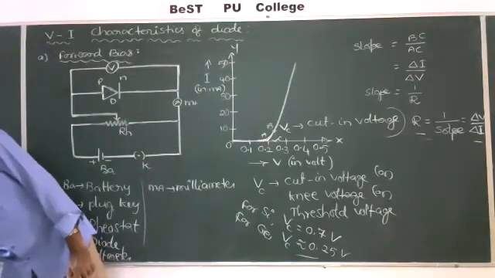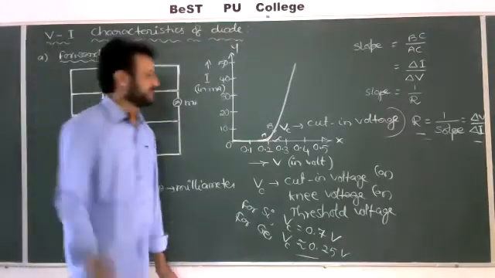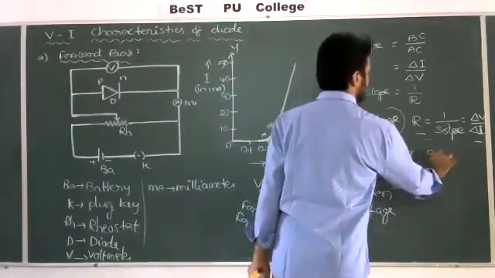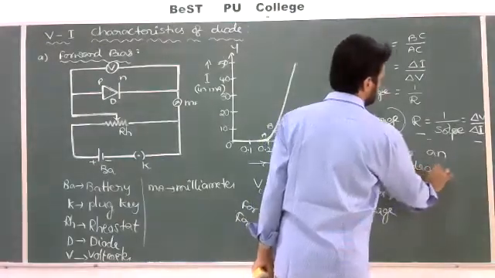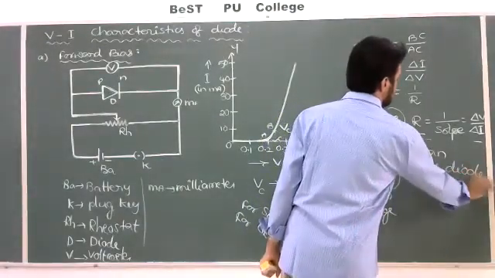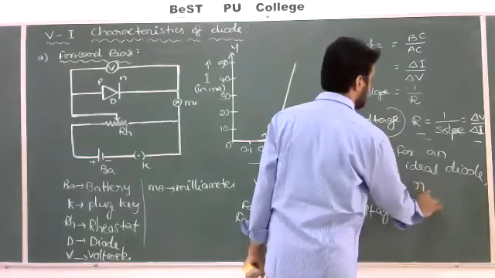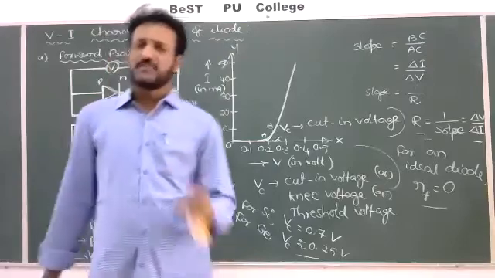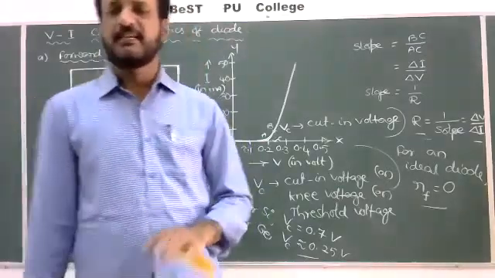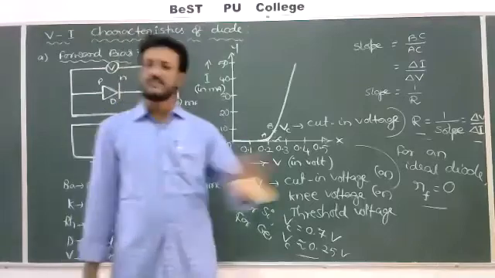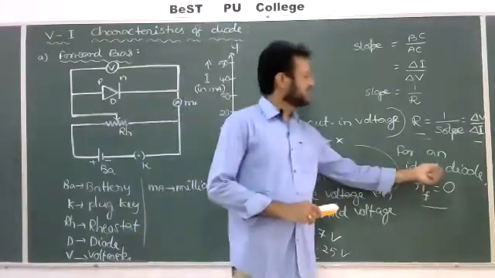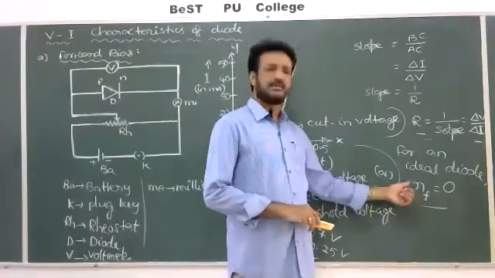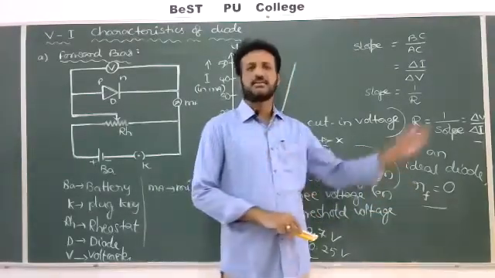So generally, if you select an ideal diode, for example I am choosing an ideal diode, what is the resistance in the forward bias? RF is 0. So when the ideal diode is connected in the forward bias, it doesn't offer any resistance. Resistance 0 means it allows a maximum current to flow through it.